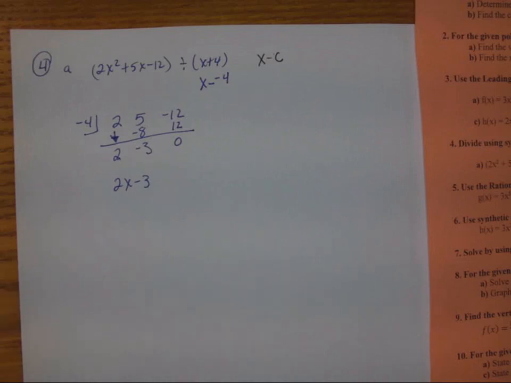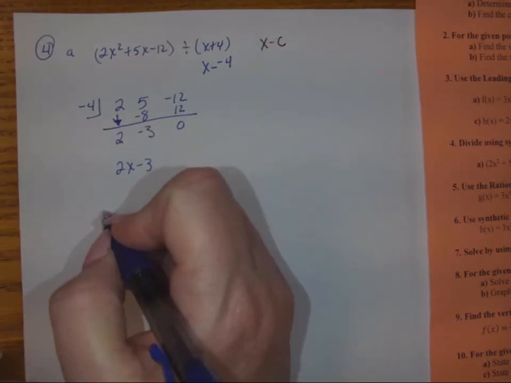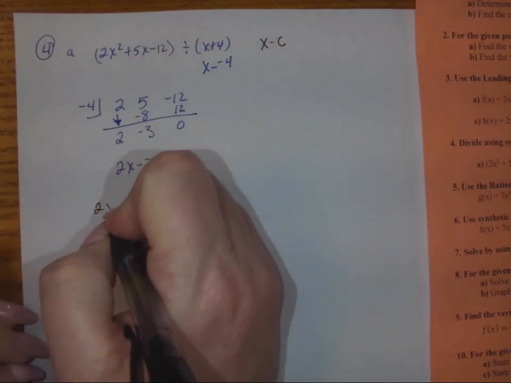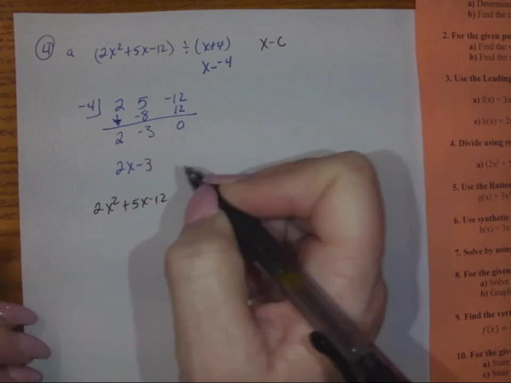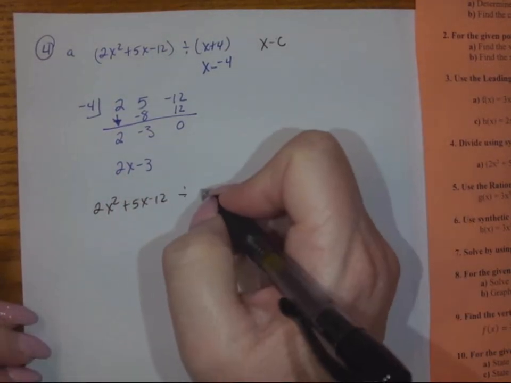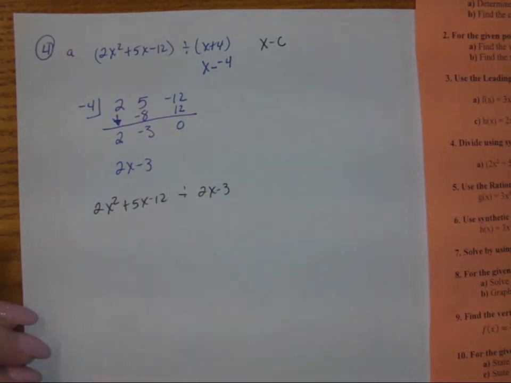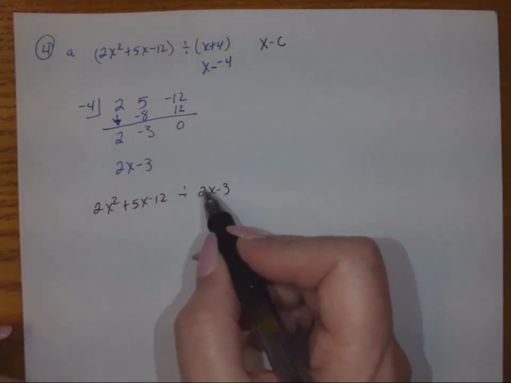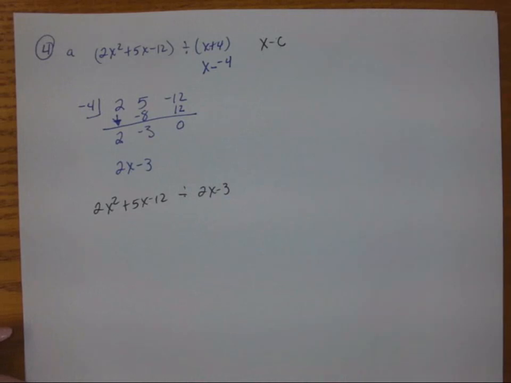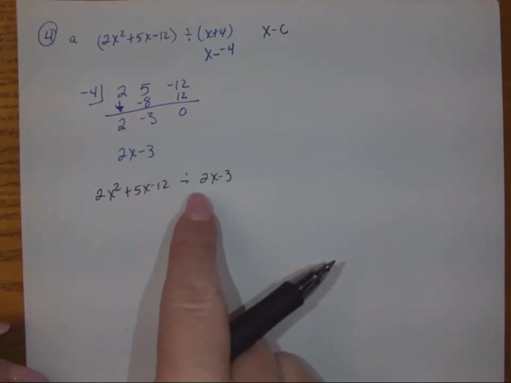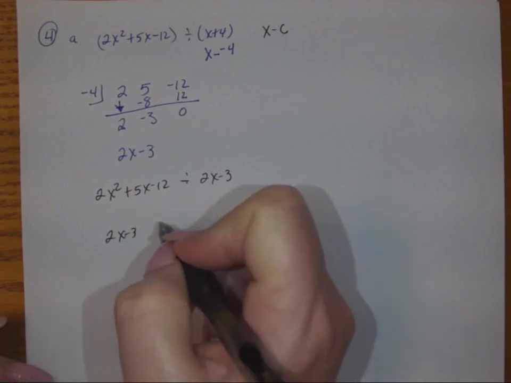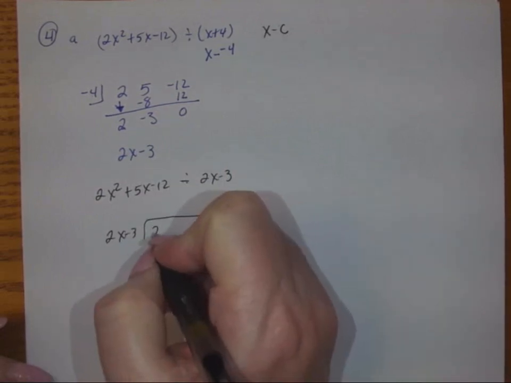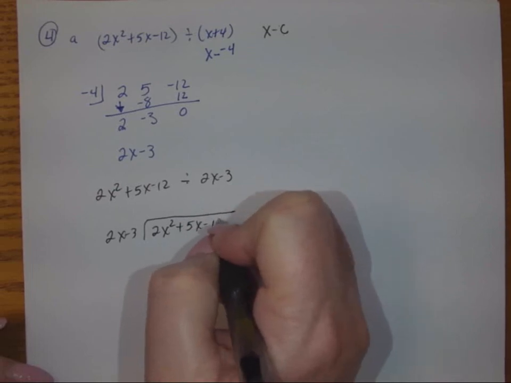So for this next one, I am going to do this problem in reverse. If we were given the same exact problem of 2x squared plus 5x minus 12, but this time it was divided by 2x minus 3. So I'm dividing it by what we actually got as the answer because I want to show you long division. You cannot use synthetic division using this format. It has to be in x minus c. So we need to do the same thing, but we're going to do it with 2x minus 3 divided into 2x squared plus 5x minus 12.